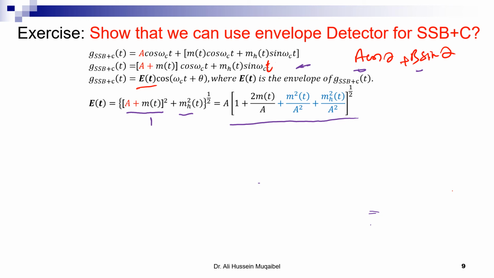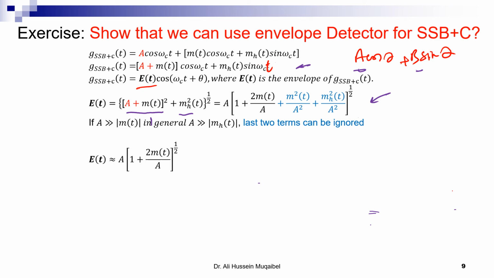Okay, so now the envelope, the output, is not really the message, but it has m squared and m Hilbert squared. So let's see, when do you think this can equal the message? You can see that there is a ratio between m Hilbert and a. So we can say that if a is much greater than m of t, and we expect the same will be true for the Hilbert transform, then the last two expressions can be ignored. The two expressions in blue, we can drop them. So then what we get is approximately, and from what comes next, we are approximating.